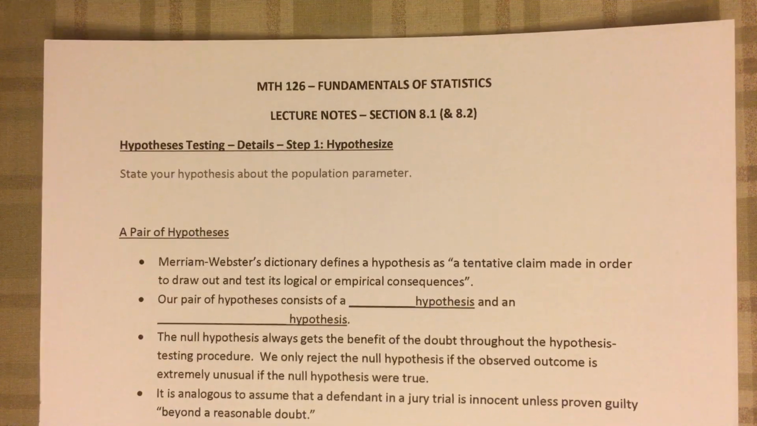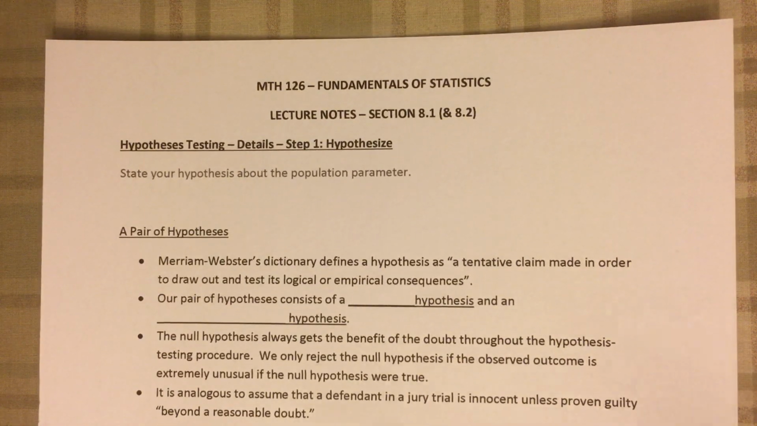All right, so to start with, we're going to focus on our first step, where we come up with our pair of hypotheses. We're going to have a null and alternative hypothesis. So our hypotheses are always going to exist in pairs. And then from there, we're going to go through and test our claim.